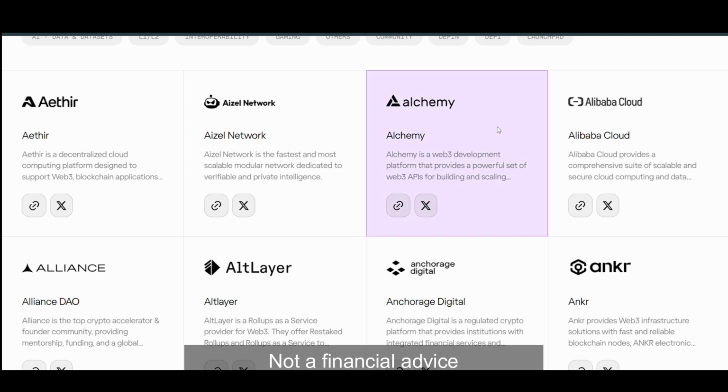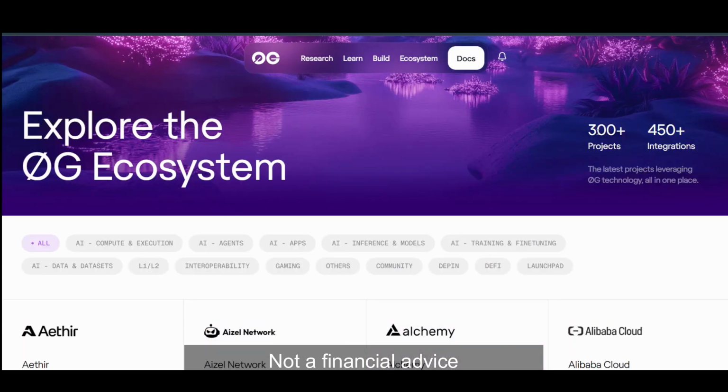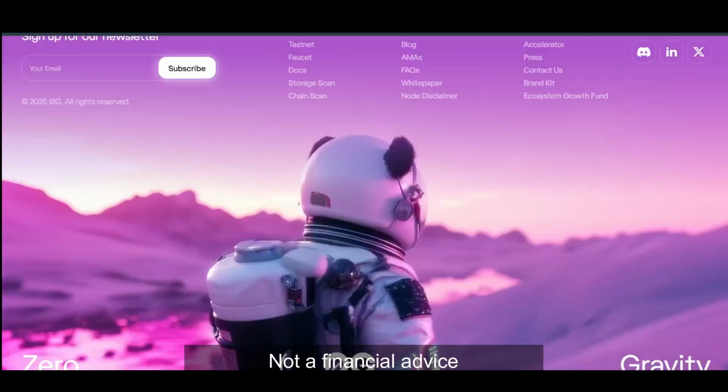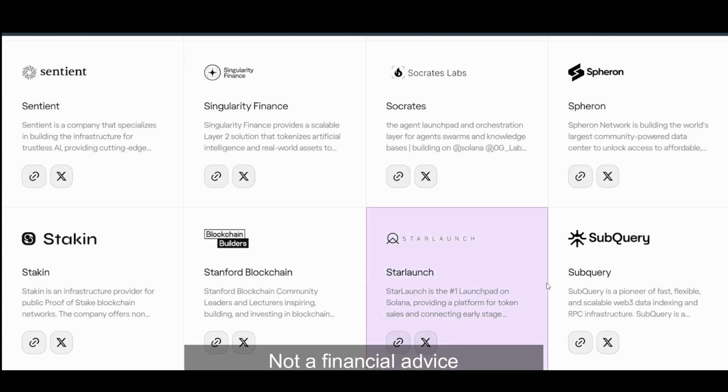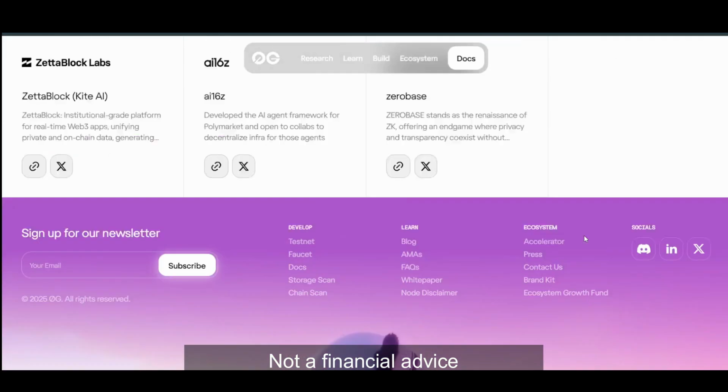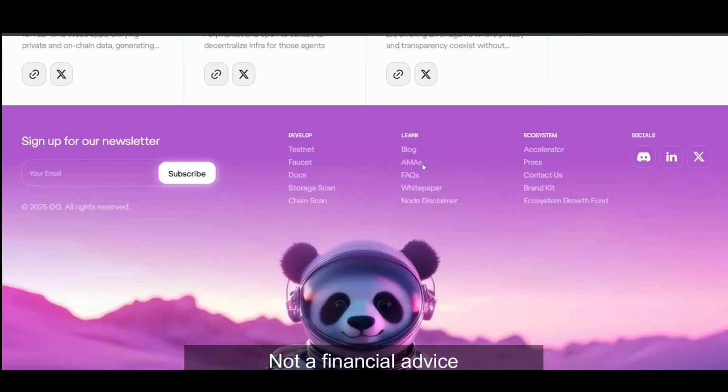So in terms of the ecosystem, they do have a massive ecosystem. As you can see here, over 300 plus projects, 450 plus integrations. So this is a massive ecosystem that they have going on. So I would say that's a really big deal for them, of course.